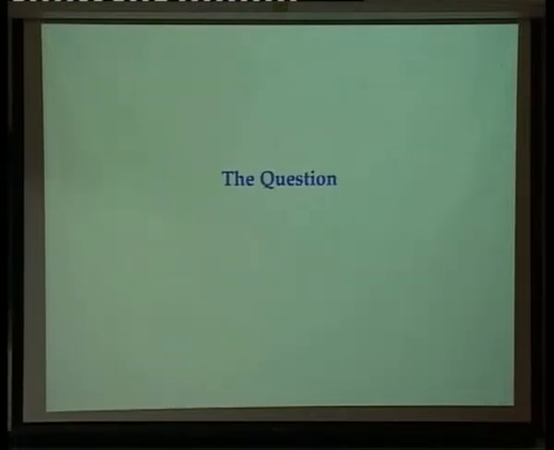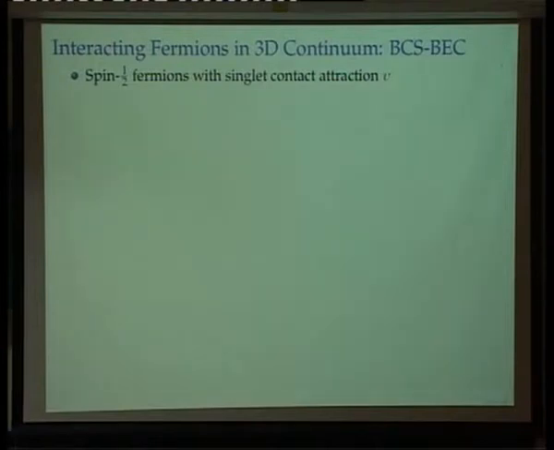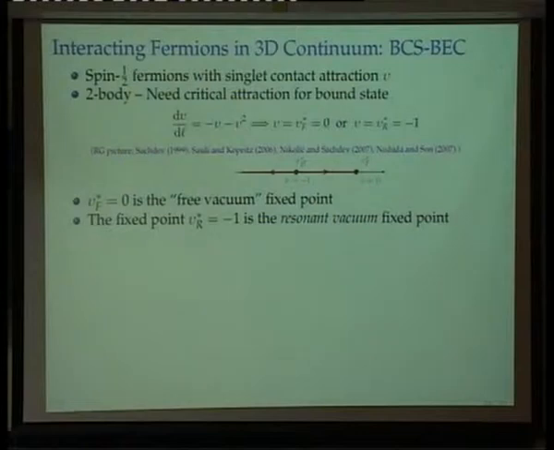What is the question we are asking? To raise the question, I need to give you some more background. That is the problem of interacting fermions in the three-dimensional continuum without any gauge field, the famous BCS-BEC crossover. Let's take two spin-half fermions which are talking to each other by some attractive interaction. We know that in three dimensions, if I want a bound state between these fermions, I need some critical strength of the attraction. An arbitrarily weak attraction cannot form a bound state of two free fermions in three dimensions.